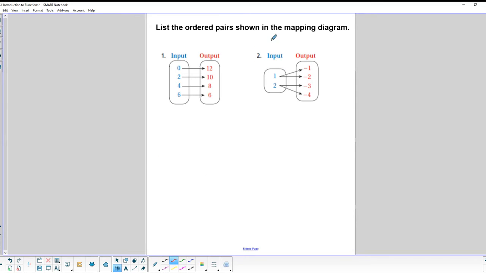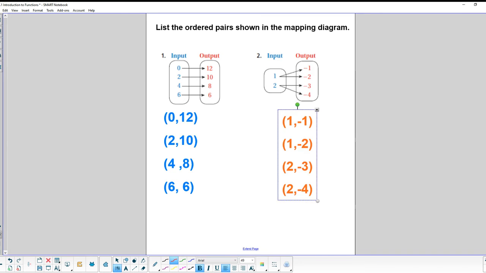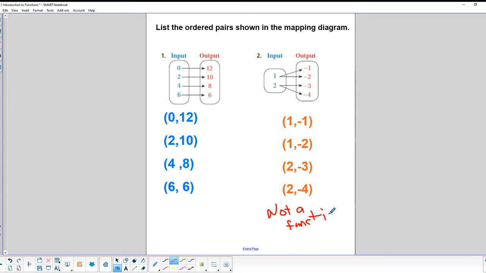Okay, so list the ordered pairs shown in the mapping diagram here. So let's take a look at those ordered pairs. If I listed them out, this is what they look like. I noticed that in the second one, number 1 pairs to two different numbers, as well as so does number 2. So this one is not a function, while the first one is, because each of the inputs only pairs with one output. And in this particular one, each input is paired with two different output values, so it's not considered a function.